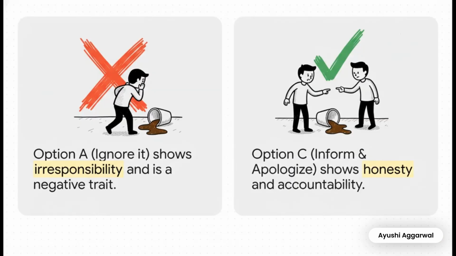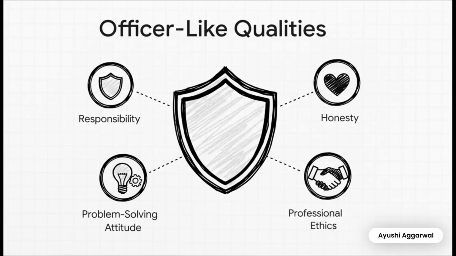Let's analyze the options. Option A, to just ignore it, shows a complete lack of responsibility. But look at option C, informing them and apologizing. What does that show? It shows honesty and accountability, and that is the professional approach. You have to remember one thing. Examiners are looking for specific qualities in you. Things like responsibility, honesty, a problem-solving attitude, and professional ethics. These are what we call officer-like qualities.